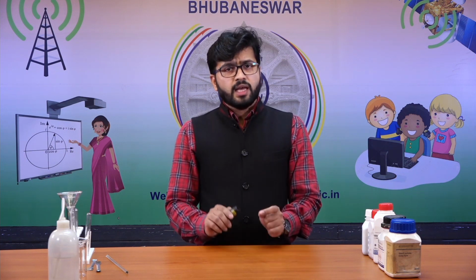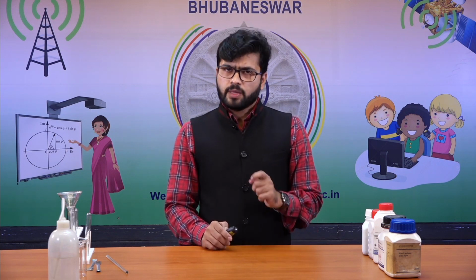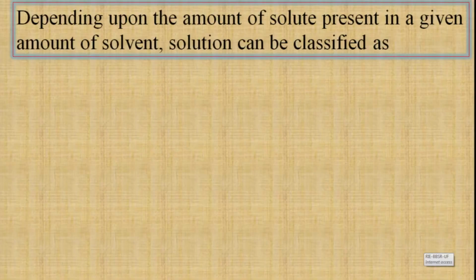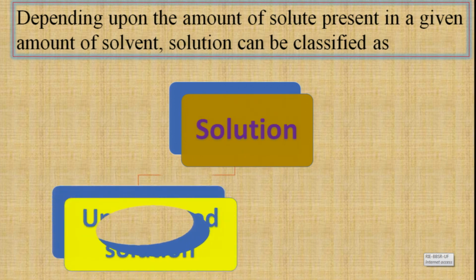So here, the two terms that I introduced, comparatively less and comparatively more, are relative. That means I am indicating the amount of solute that I have dissolved in that particular solution. So, depending on the amount of solute that has been dissolved in a given volume of solvent, we can have two different types of solution. One is your unsaturated solution and another one is saturated solution.